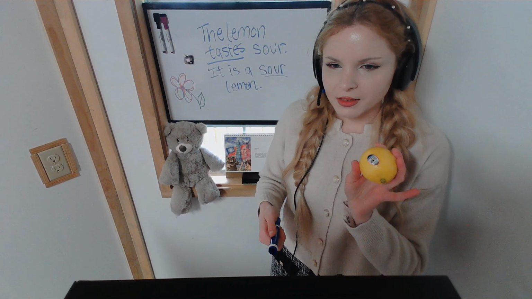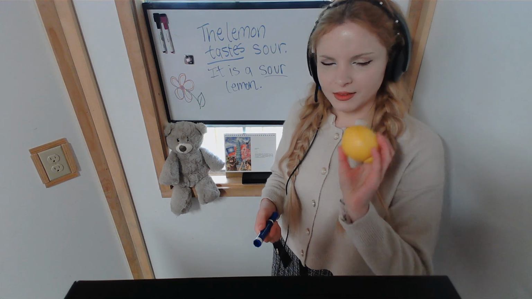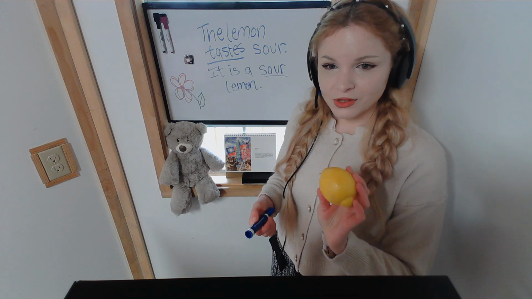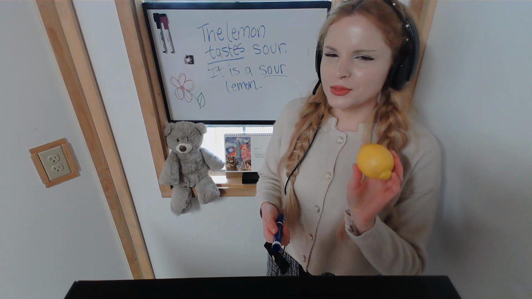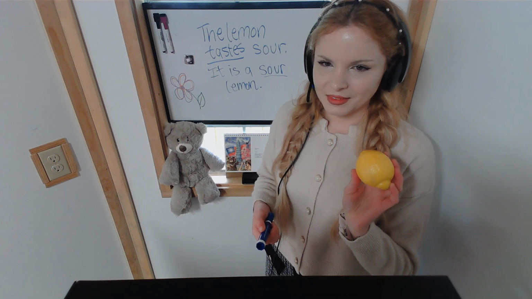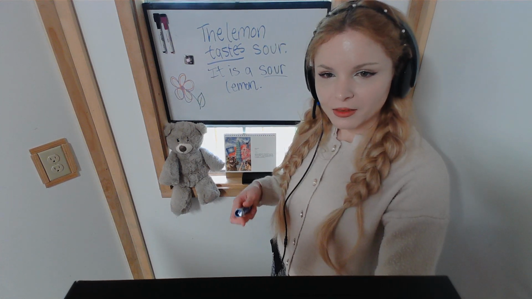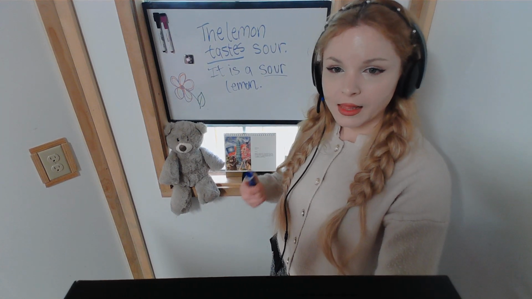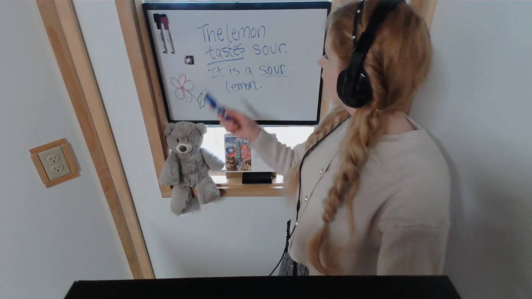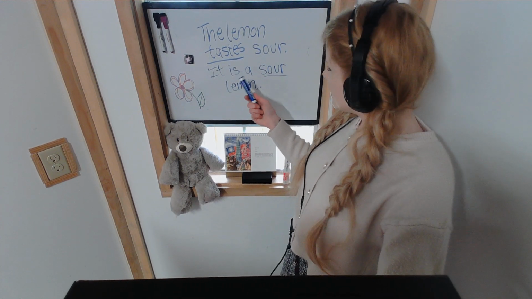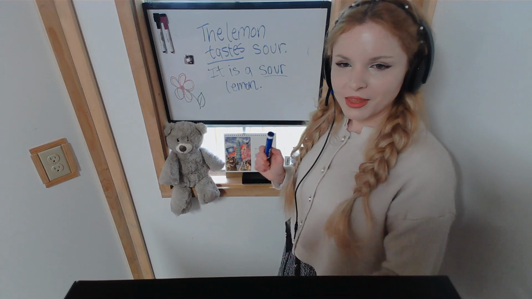How does this lemon look? What does it look like? The lemon looks yellow. What are we using to see the lemon? Our eyes. That's right. I see the lemon with my eyes and it looks yellow. It is a yellow lemon. The lemon tastes sour, so it is a sour lemon. Excellent. Very good.